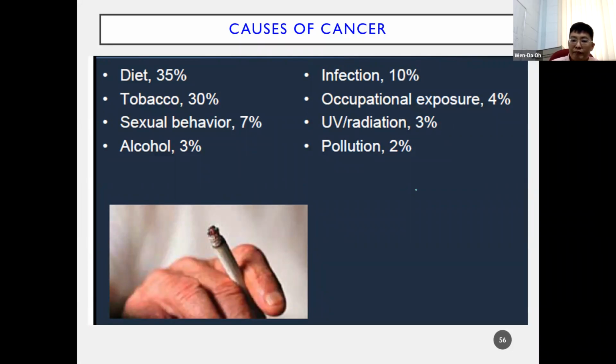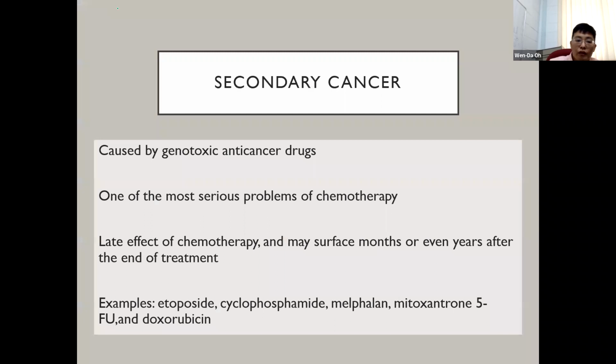So causes of cancer, you have diet, tobacco, sexual behavior, alcohol. Pollution is only 2%. Okay? Environmental pollution contributes a very low percentage, whereas it was the diet itself. Okay? Diet means the food that you eat, 35% is excessive.